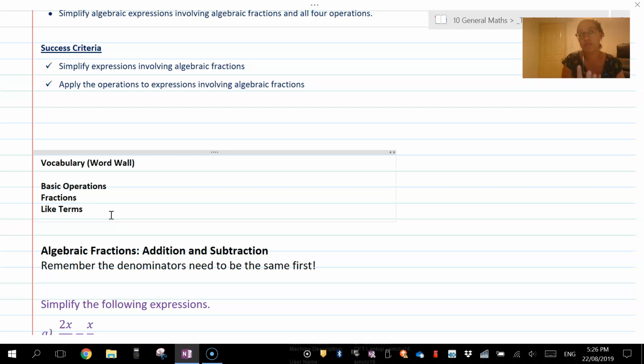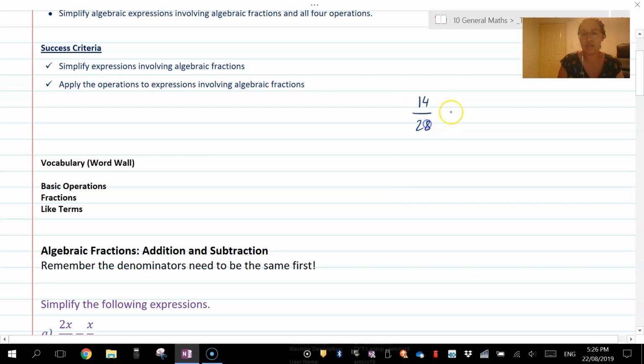So we're making it simpler. In mathematics, generally, instead of writing 14 out of 28, we can just write 1/2, and it's a lot simpler. So that's what we are looking for in our expressions.